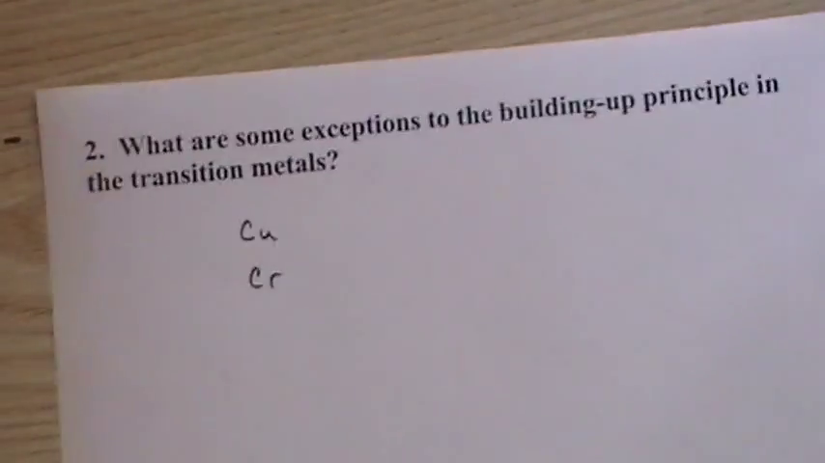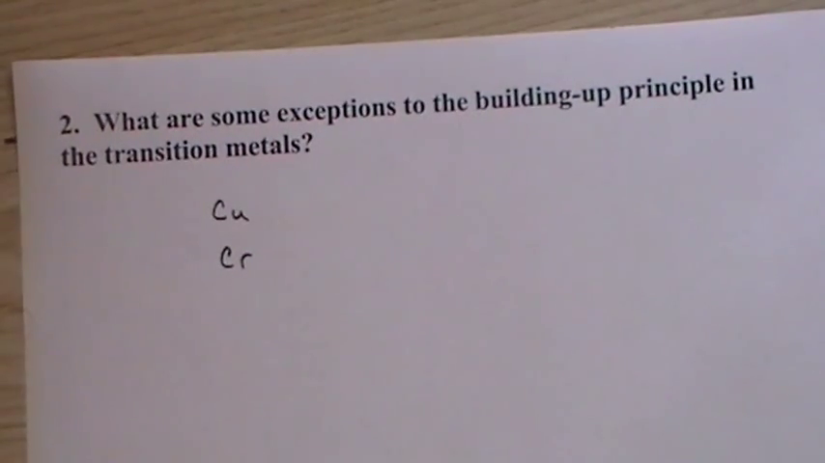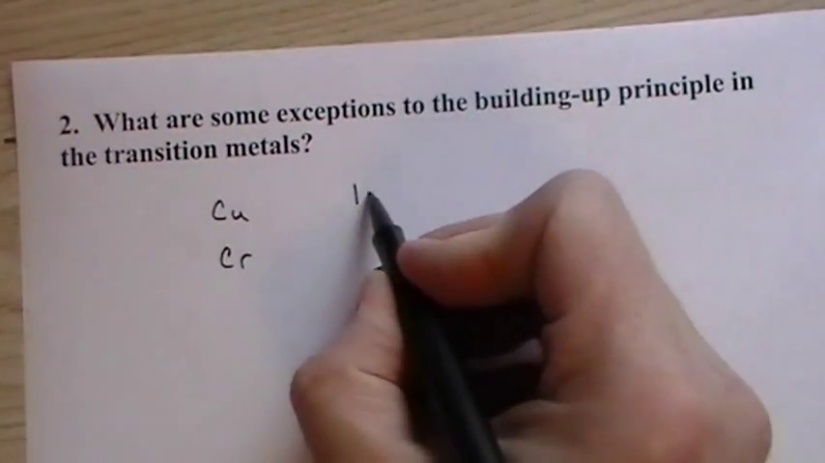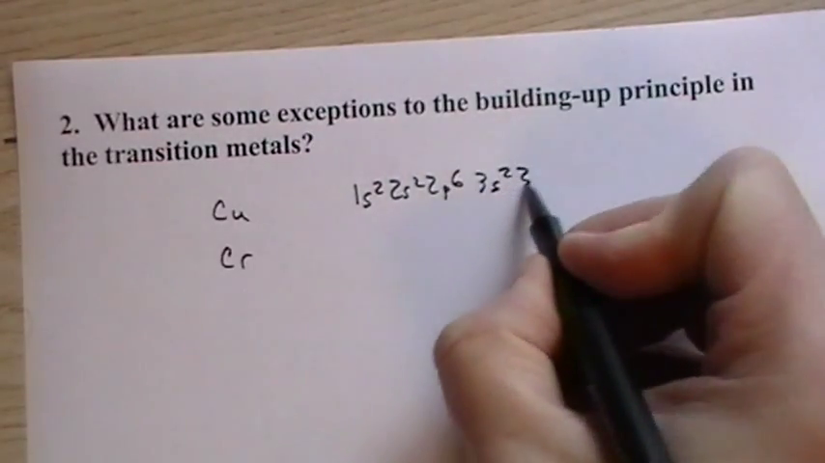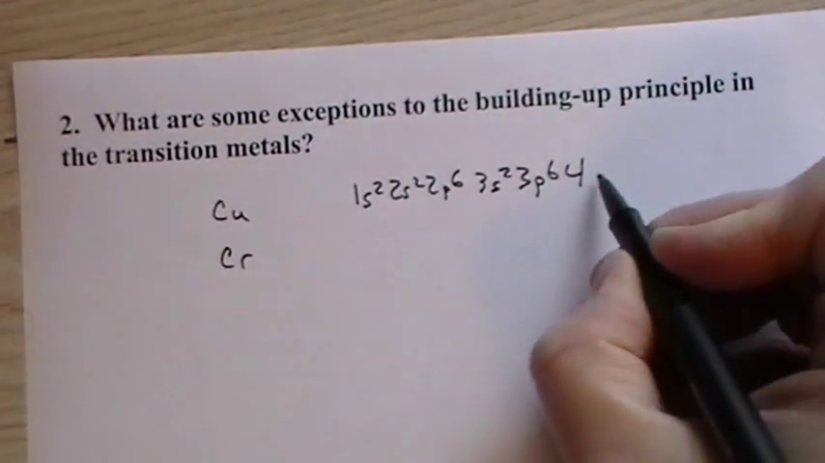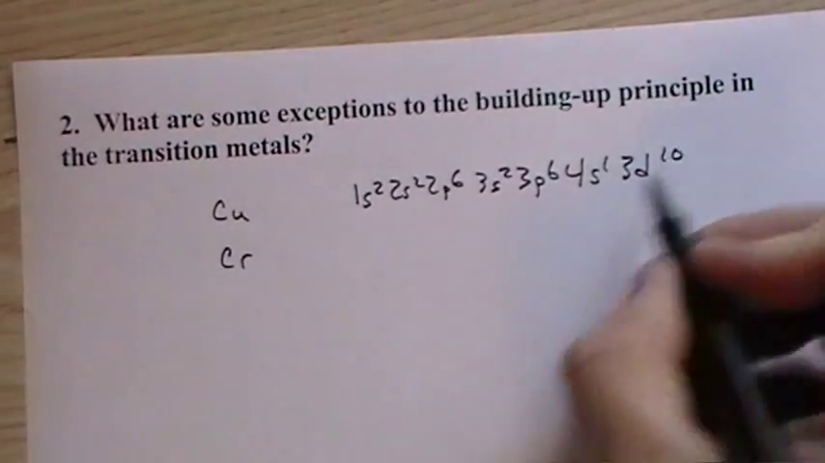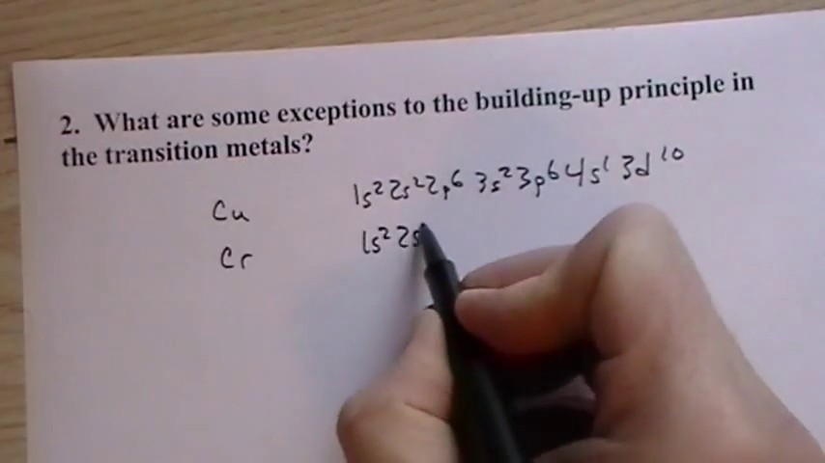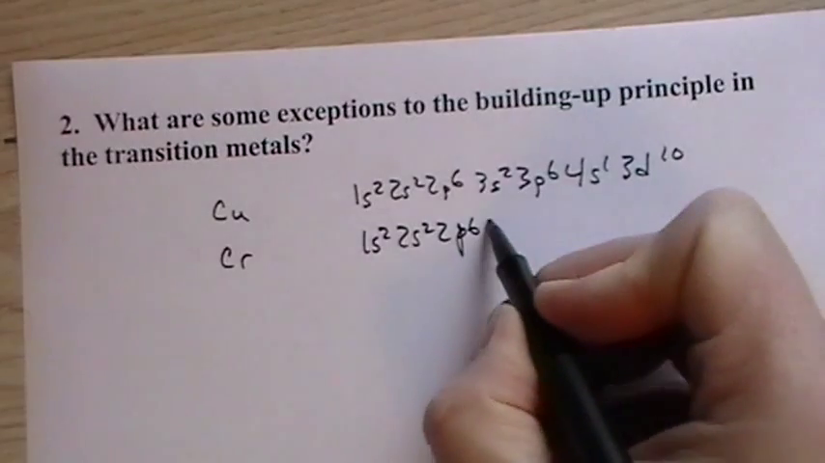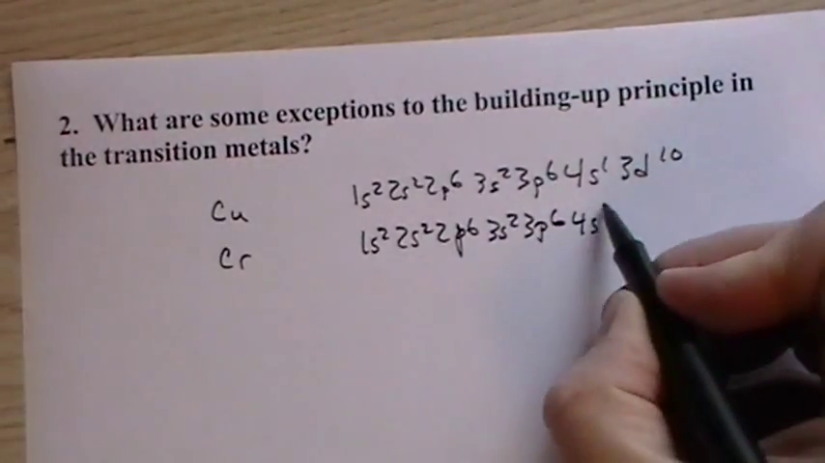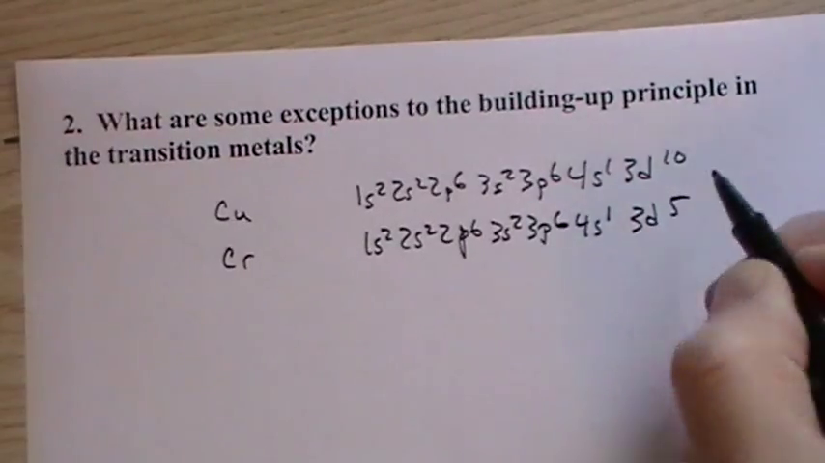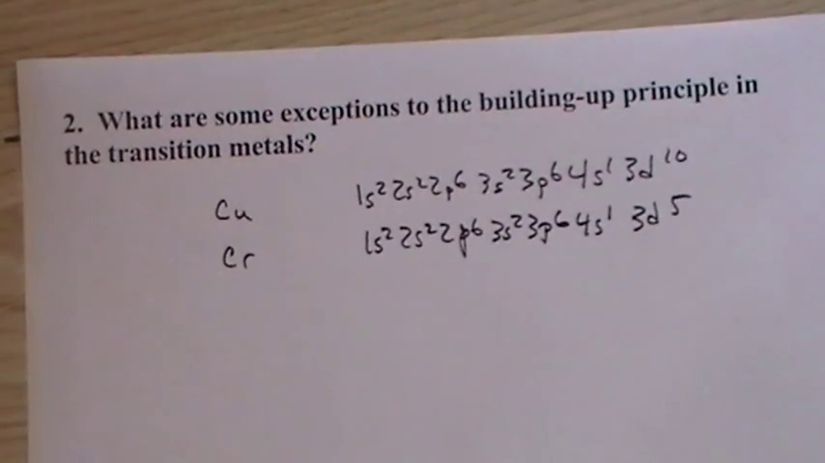What are some exceptions to the building up principle in transition metals? Well, copper: 1s2, 2s2, 2p6, 3s2, 3p6, 4s1, 3d10, and chromium: 1s2, 2s2, 2p6, 3s2, 3p6. It looks like it should be 4s2, but it's 4s1, 3d5.